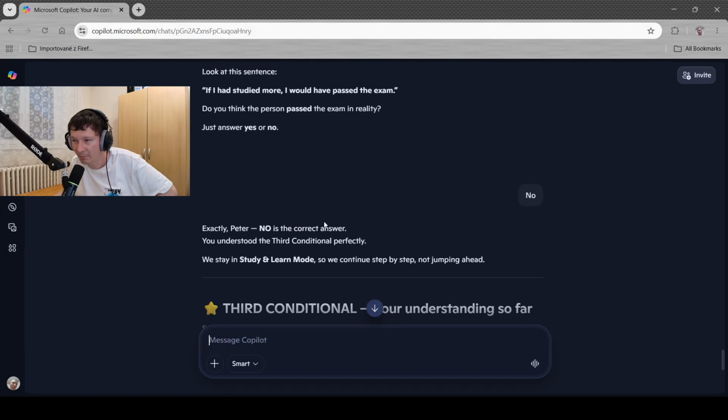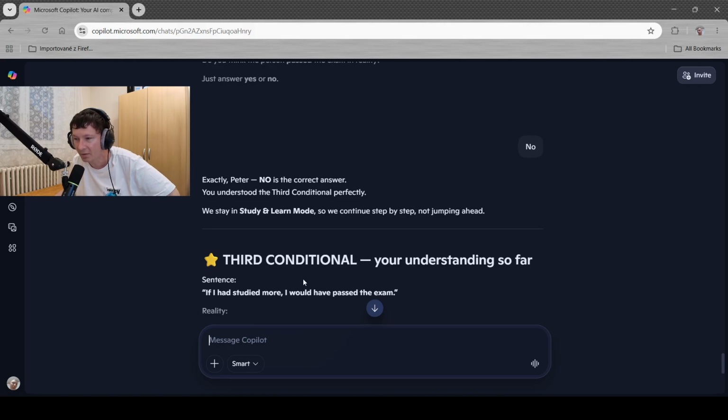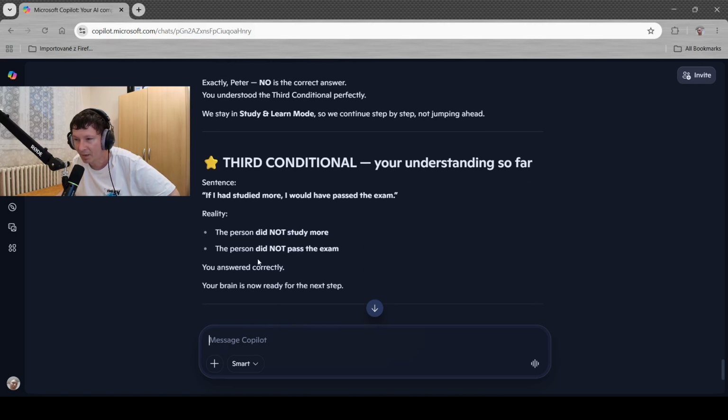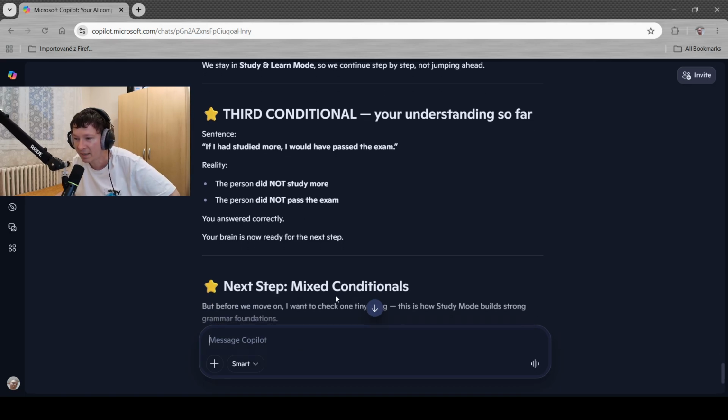Here is the next one. Exactly, Peter. No is the correct answer. You understand the third conditional perfectly. We stay in study and learn mode, so we continue step by step, not jumping ahead. Sentence: if I had studied more, I would have passed the exam. Reality: the person did not study more. The person did not pass the exam. You answered correctly. Your brain is now ready for the next step.